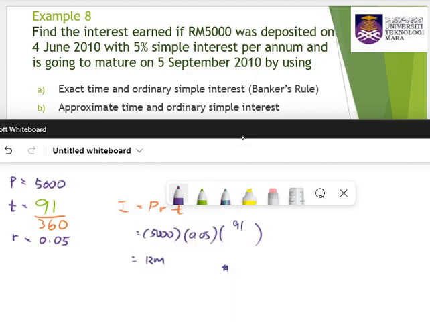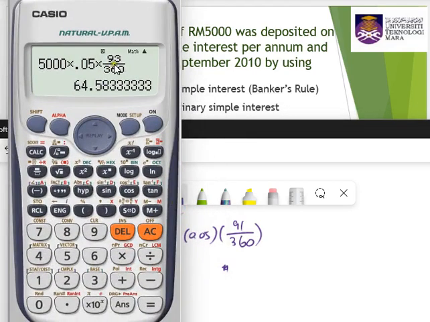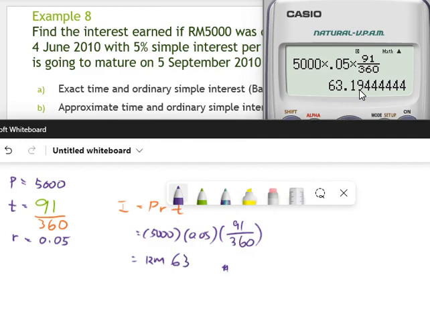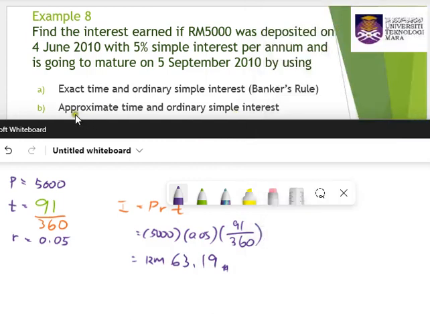So 91 divided by 360. Substitute it respectively. You have 5,000 multiplied by 0.05 multiplied by 91 divided by 360, because we are applying Banker's rules. So there you go, your answer will be 63 ringgit and 19 cent. That's the answer for B, approximate time and ordinary simple interest.